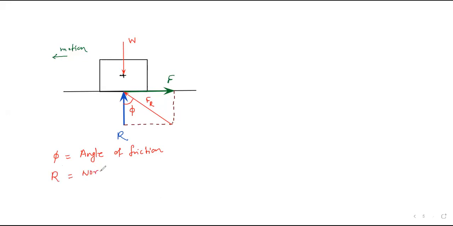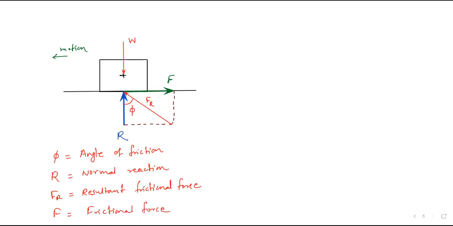So phi is nothing but the angle of friction. R is the normal reaction. FR is the resultant frictional force. And F is the frictional force. In this way, you can calculate this phi. Now you can see this angle is 90 degrees. Now if I talk about this triangle, whatever I have drawn over here, you can see this triangle now.